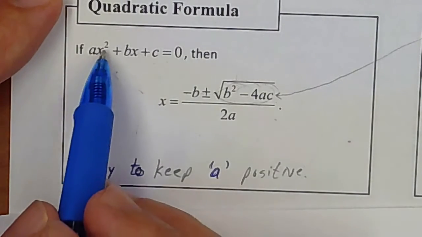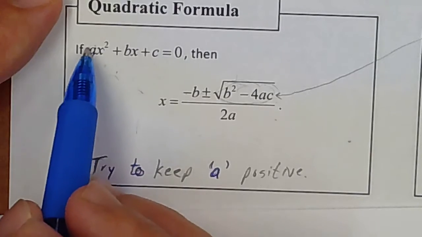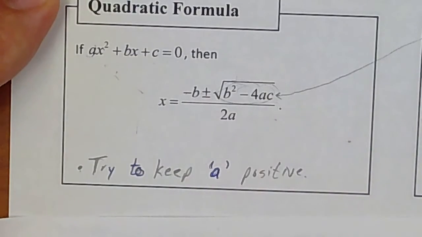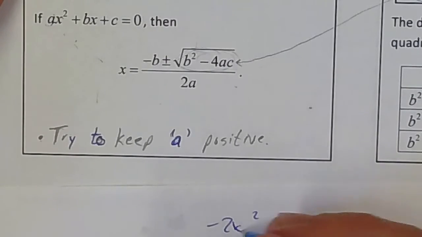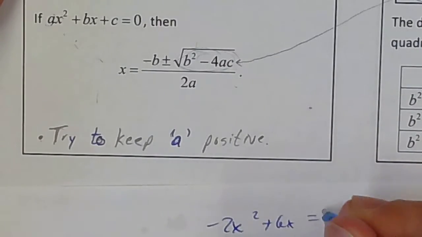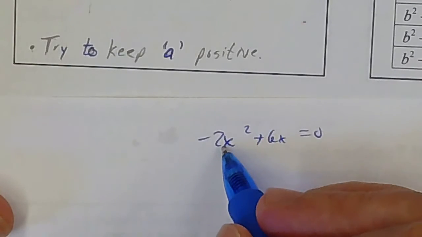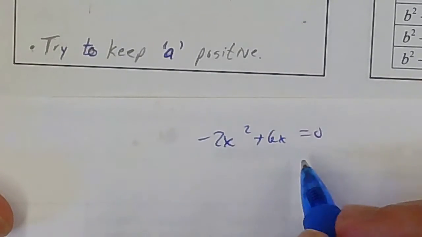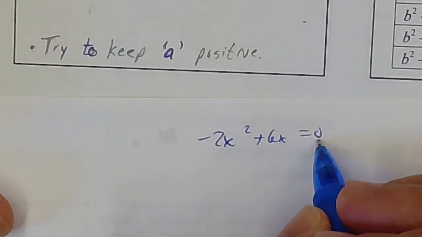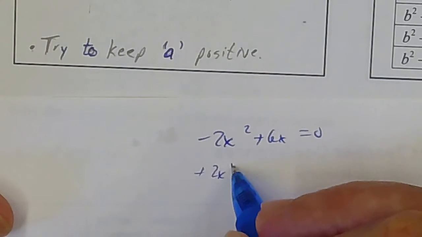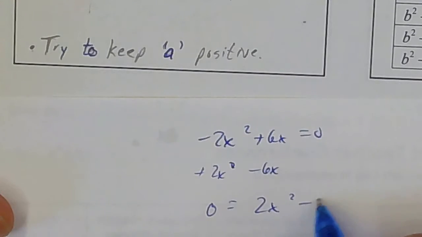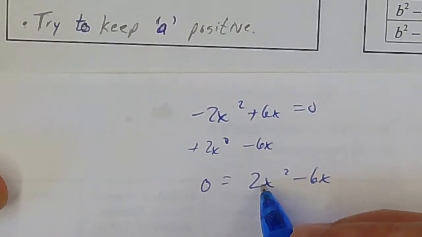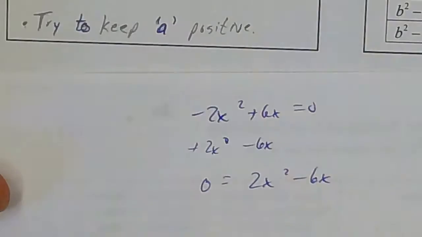Okay, so I just mean this term in front of x squared, right? We want to keep that positive. So simply put, if I had negative 2x squared plus 6x equals 0, you can make it positive. You can multiply everything by negative 1, or you just move them to the right. I can add the 2x squared and subtract the 6x to both sides and get this. Okay, so it's pretty easy to make it positive, but it's also going to help you in solving quadratic equations, okay?